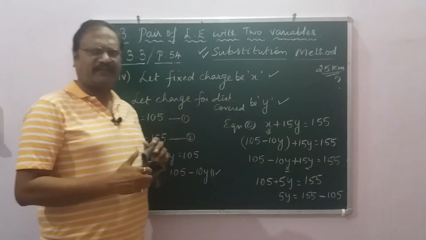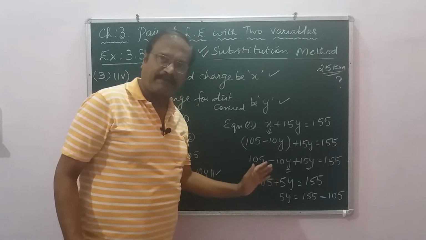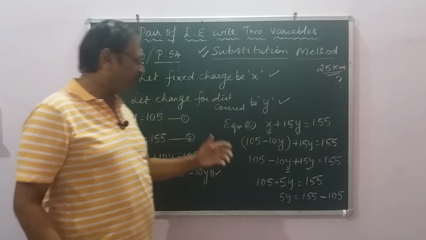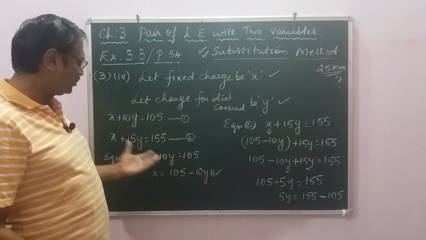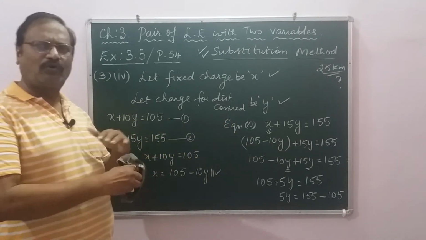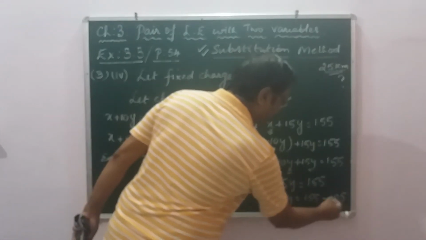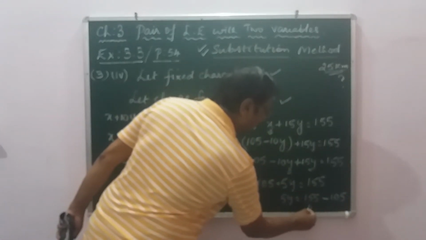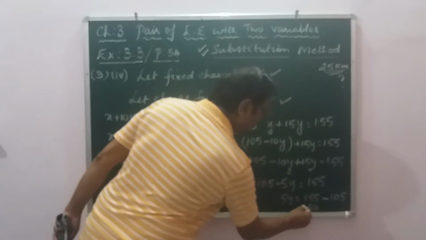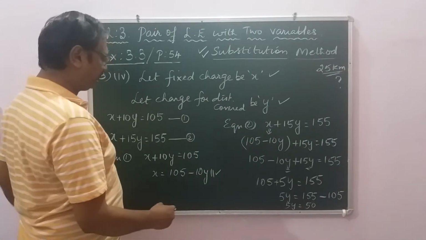Two things you have to be careful. One is, be careful about the sign, plus and minus, and be careful about the words, what you substitute, how you multiply. If there is a small error, the whole answer will come wrong. Okay, 155 minus 105, that is 50, that is equal to 5y. 5y is equal to 50.